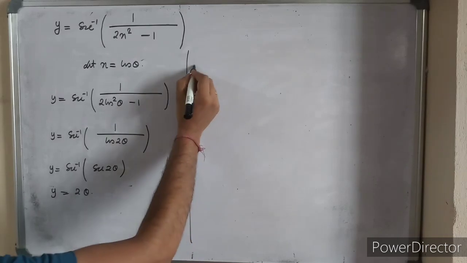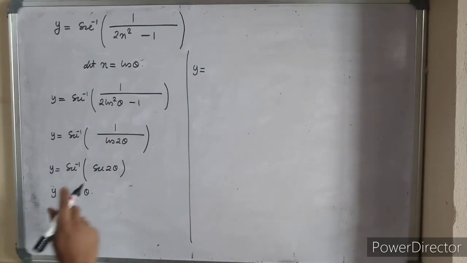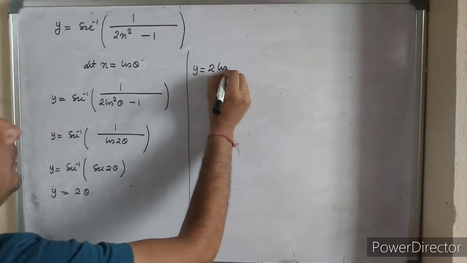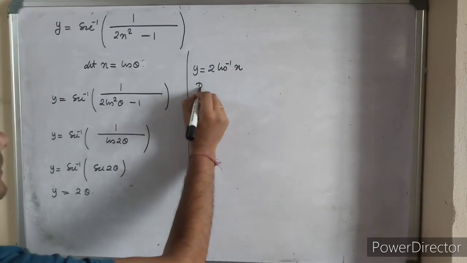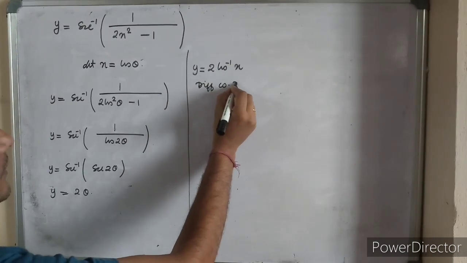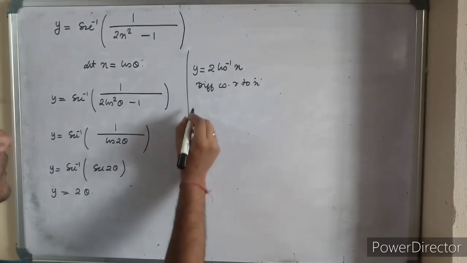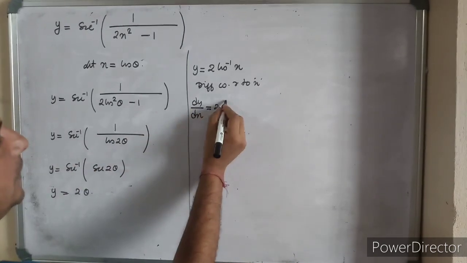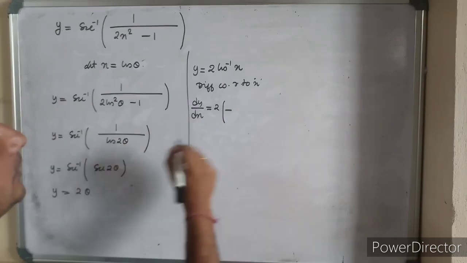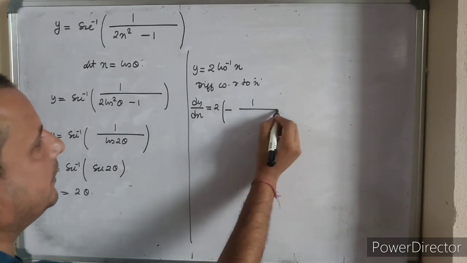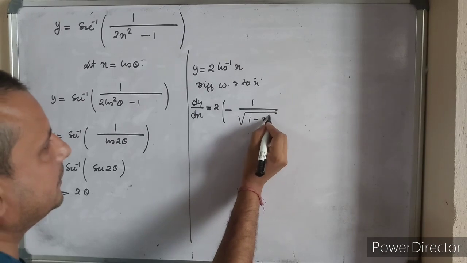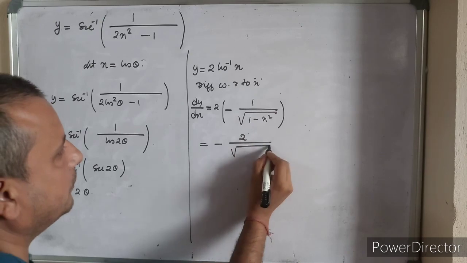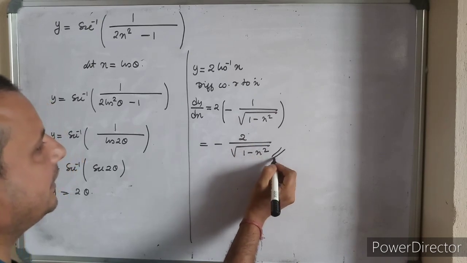Then the value y is equal to 2, and the value of theta is cos inverse x. Now differentiating with respect to x, dy by dx equals 2 times the derivative of cos inverse x, which is minus 1 by under root 1 minus x squared. This equals minus 2 over under root 1 minus x squared. This is the final answer.